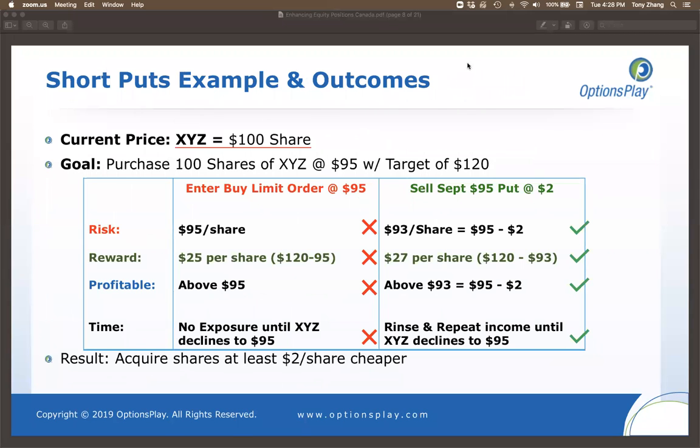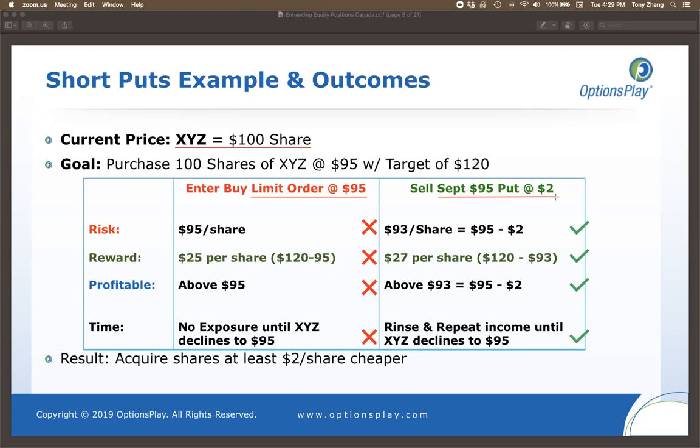Number one, as an equity investor, I can place a limit order to buy the stock at a lower price. So let's say I wish to purchase 100 shares of stock XYZ at $95, and I have a target price of $120 on this particular stock. So as an equity investor, I can place a limit order to buy the stock at $95. As an options seller, I can sell a $95 put and collect some income for it. So I'm obligated to do the same thing in both scenarios, but when I sell a put, I get paid $2 in income to do that.